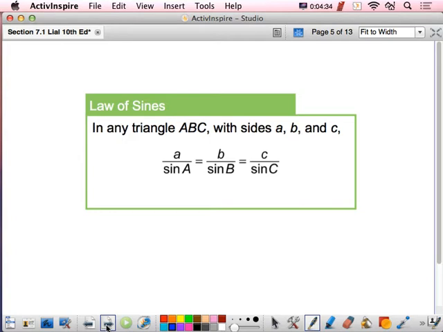So it doesn't matter which 2 you use, they have to be equal, which means that as long as you know one side and 2 angles, you can solve any triangle with a basic proportion. So these are just proportionalities. It should always be true that any side divided by the sine of its opposite angle will equal any other side of the triangle divided by the sine of its opposite angle. Law of sines.